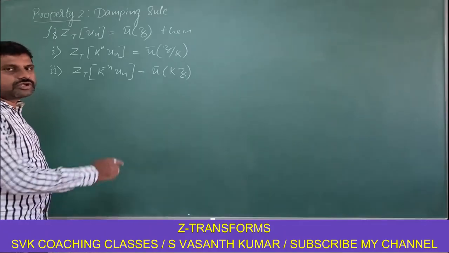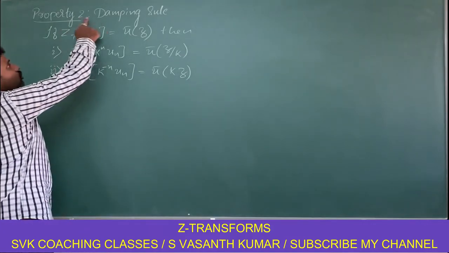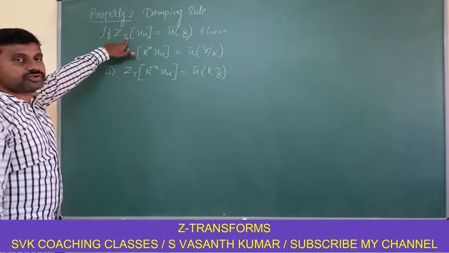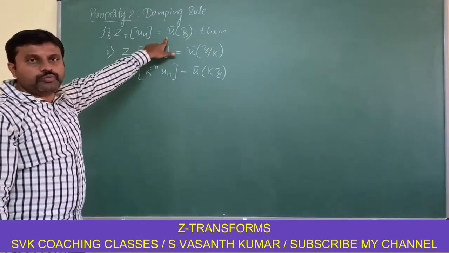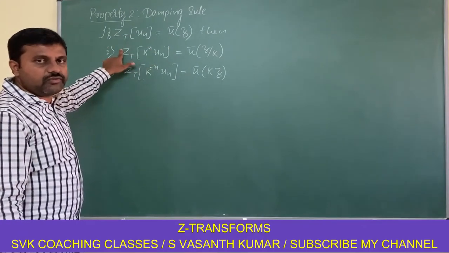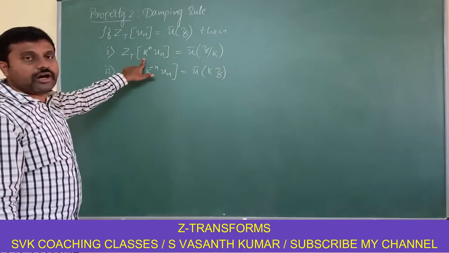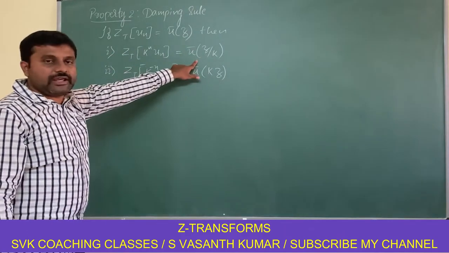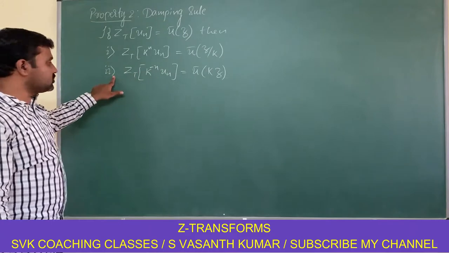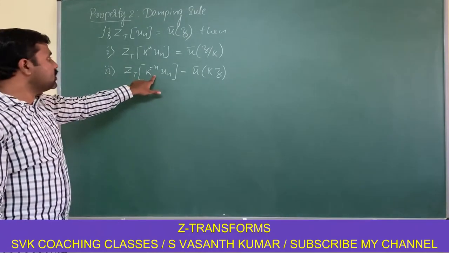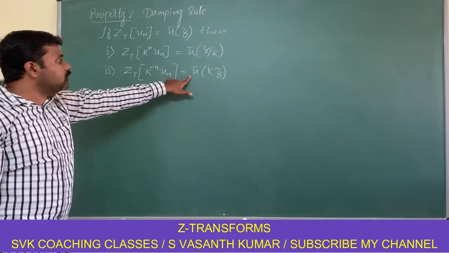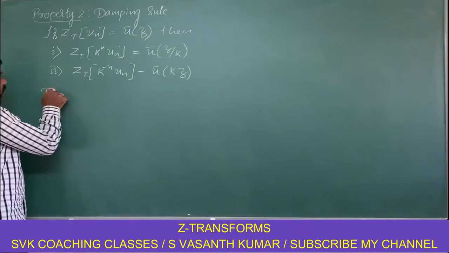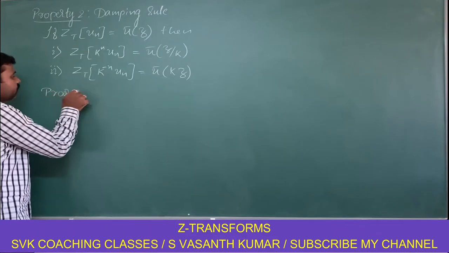Now we shall move on to the next property, number 2, called the damping rule. The rule says that if Z transform of un is equal to u bar of z, then statement 1 says that Z transform of k power n un will be equal to u bar of z by k. The next statement says that Z transform of k power minus n un is equal to u bar of kz. Let us see the proof of how to get the right hand side.